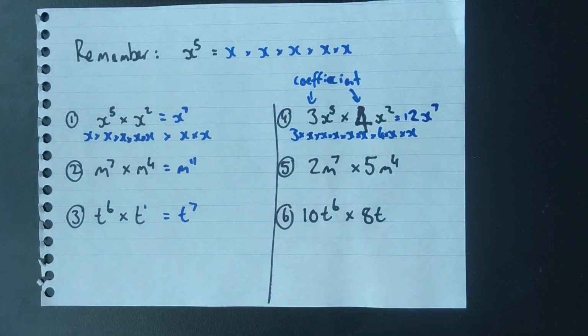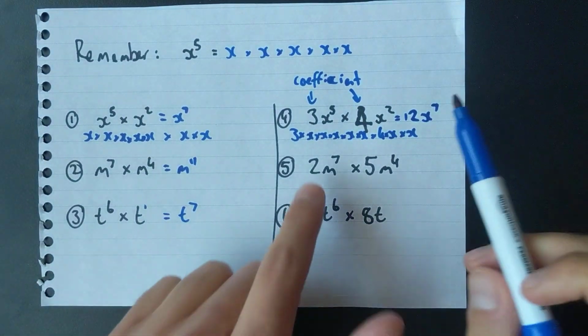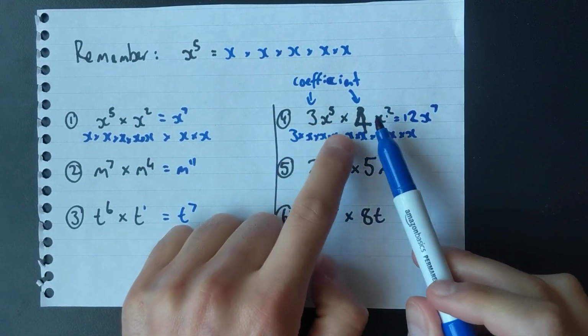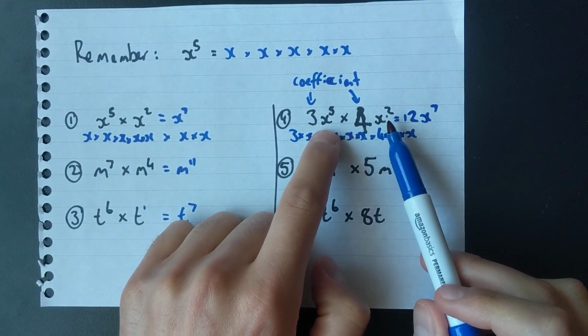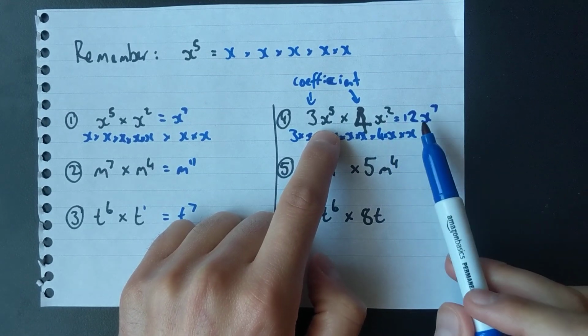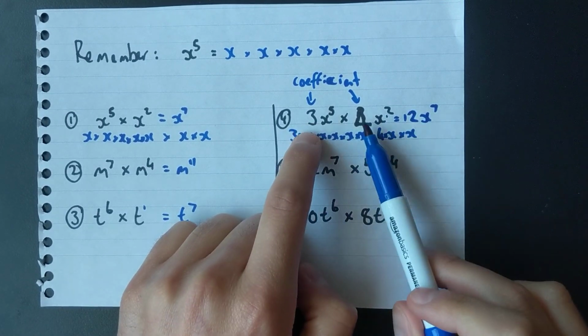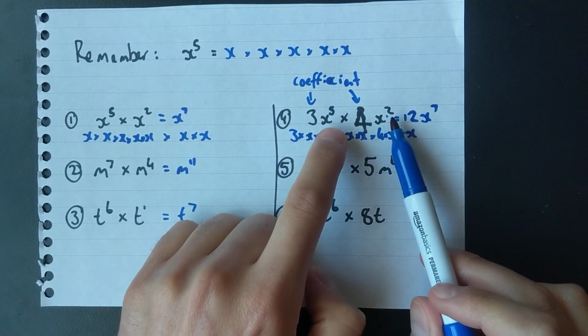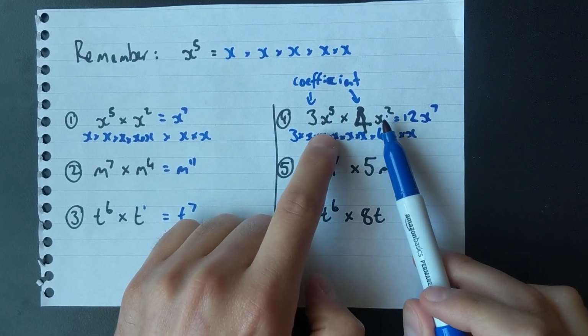Now, I'm sure you can see the really common mistake people would make here. I've added these two indices together, but I am multiplying. I'm doing x to the power of 5 times by x to the power of 2, which is x to the power of 7. And here, 3 times by 4 is 12. So even though I'm adding the indices, that's just a quick way of working out how to multiply everything together.